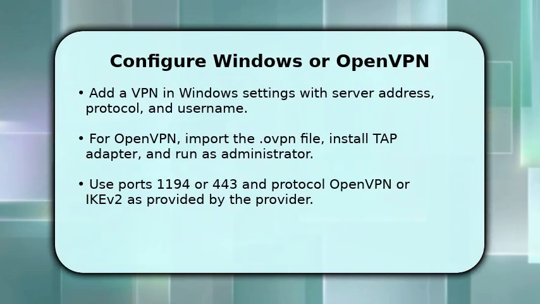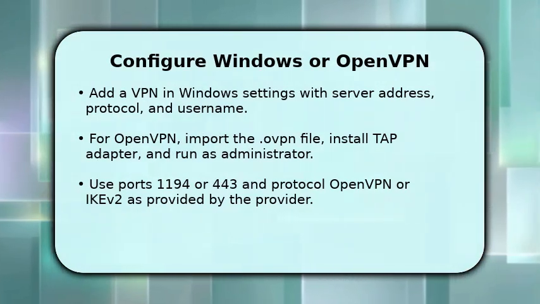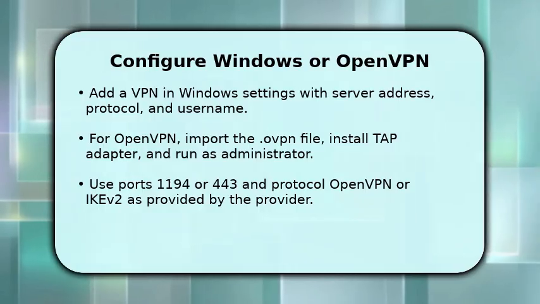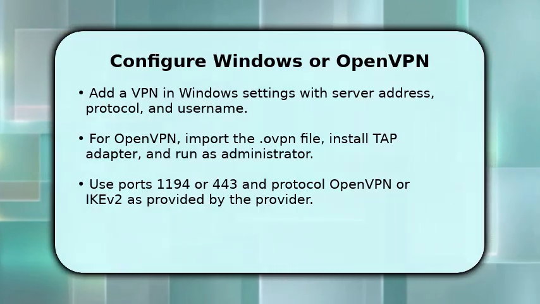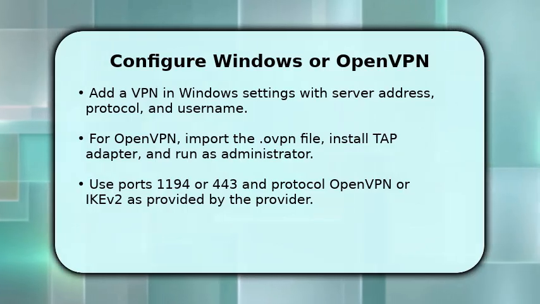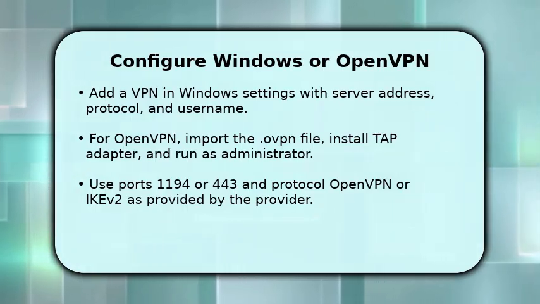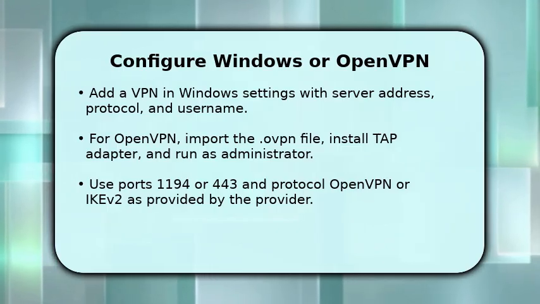Open Settings and go to Network and Internet, then VPN to add a connection. Enter the server address, account name, and choose the protocol type like IKEv2. Save credentials securely and enable Remember my sign-in info only if safe.